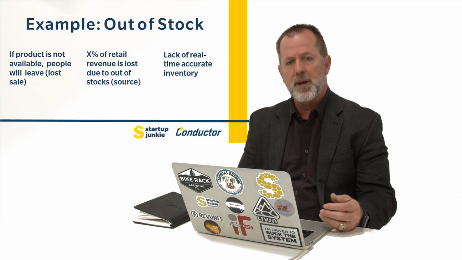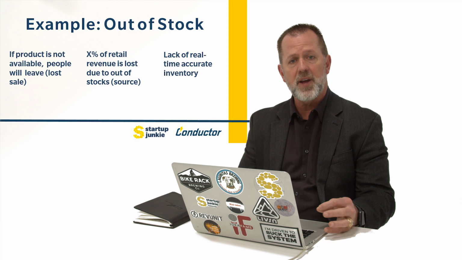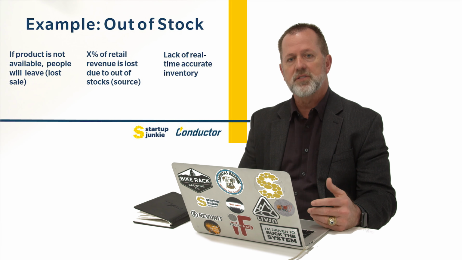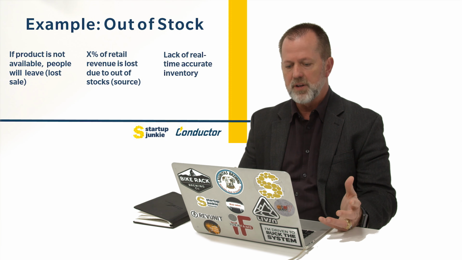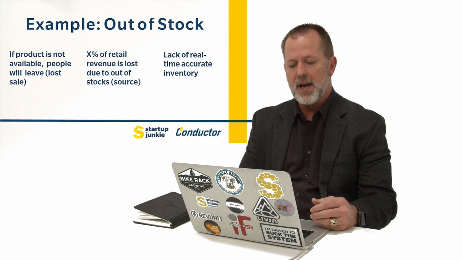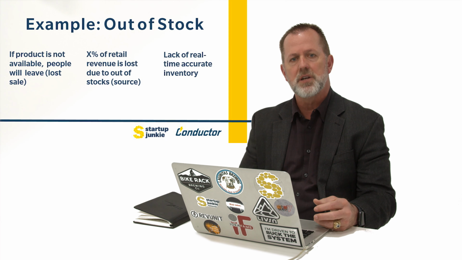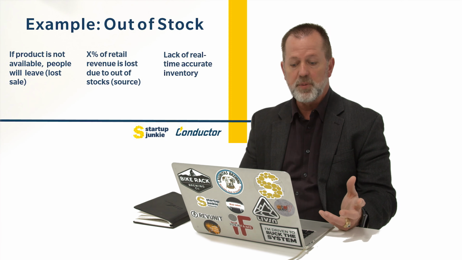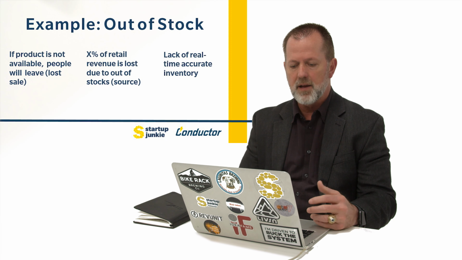So what's an example? If you were in a retail space, one of the biggest issues that's faced in retail is out of stock. Not having adequate supply in stock, as we've seen in recent times, can cause real customer upset. People leave. In fact, it's a pretty significant percentage of lost retail sales based on out of stock. And this occurs because you've got a lack of real-time inventory.